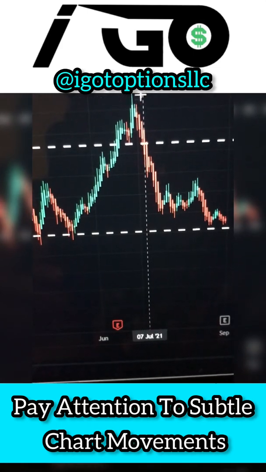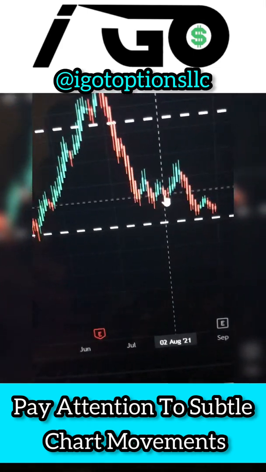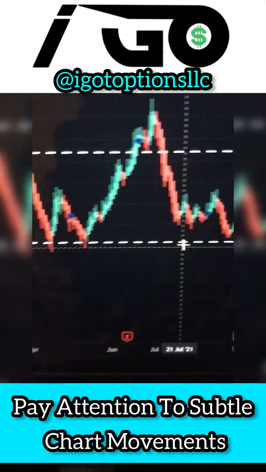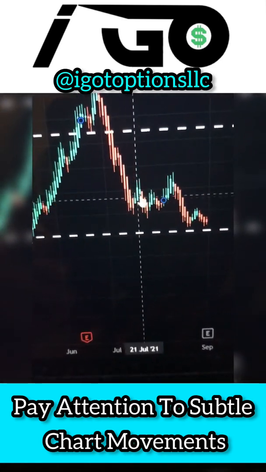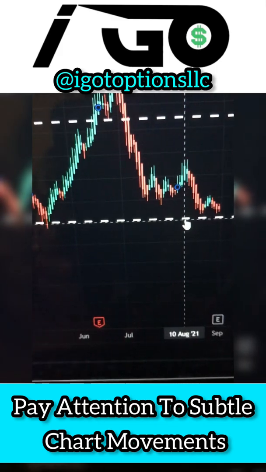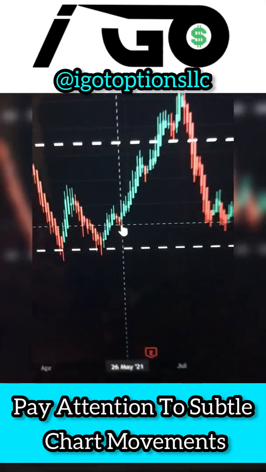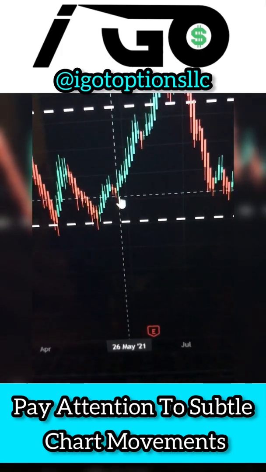What happened was it sold off, but then it started trading sideways for a little bit. Now, if you only had these two levels marked up on your chart, you might be thinking to yourself, why is this stock bouncing right here? The support level I drew is down here. And that's because of this little sucker right here. This subtle movement that this stock made created a support level.